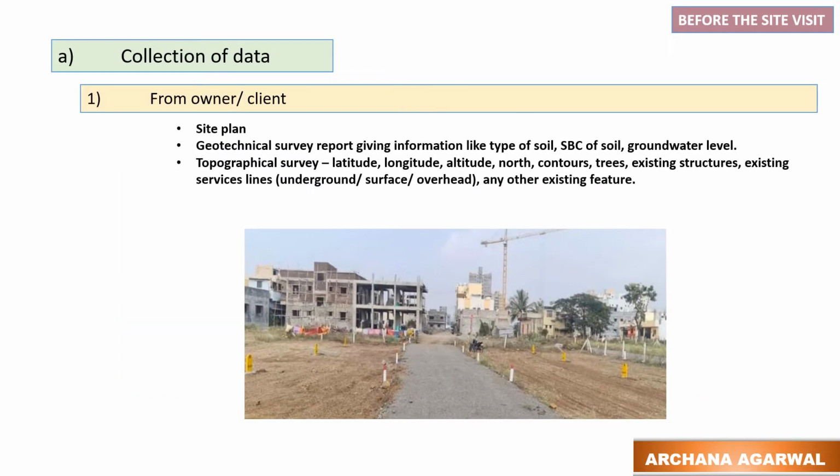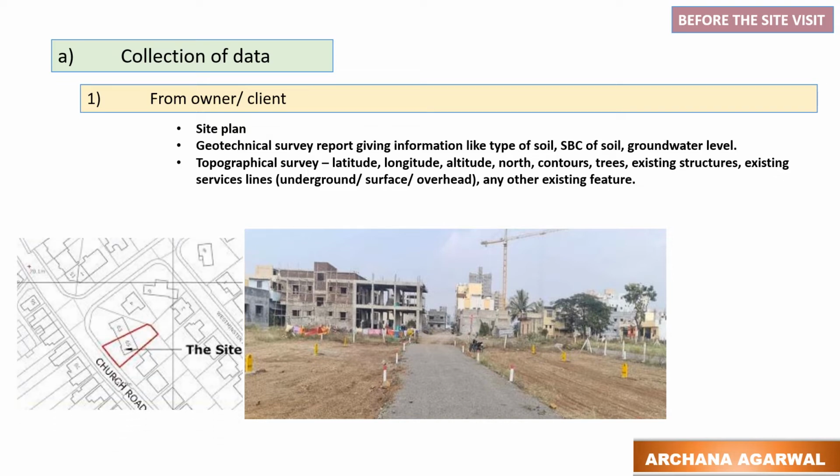Firstly, the site plan is collected from the client or the owner. This gives an idea of the location of the site, shape, and area of the site. If the client has carried out geotechnical survey, then this report provides information like type of soil, safe bearing capacity of the soil, and groundwater level.